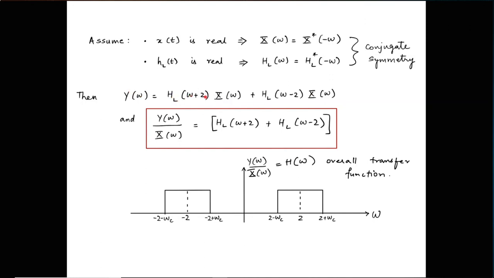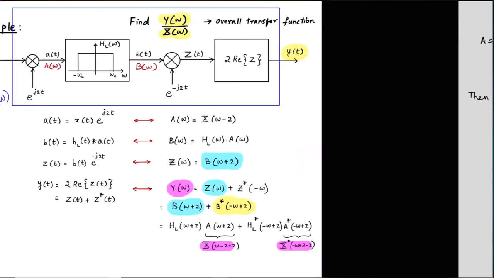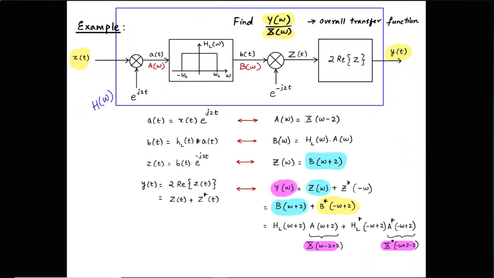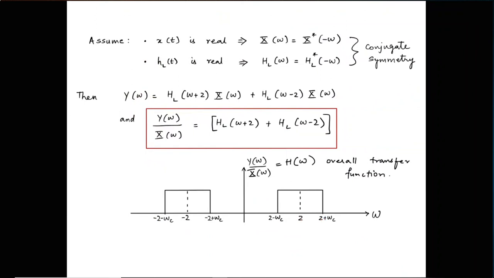Factor out X of omega, divide the left hand side, you get H_L of omega plus 2 plus H_L of omega minus 2, which can be sketched like this because we already know what H_L looks like. So we shift it left, shift it right, add them up, you get center frequency of 2 here, negative 2 there. The width will be the same, whatever the width of this was, 2 omega c. So 2 omega c there. That will be your overall transfer function of this.